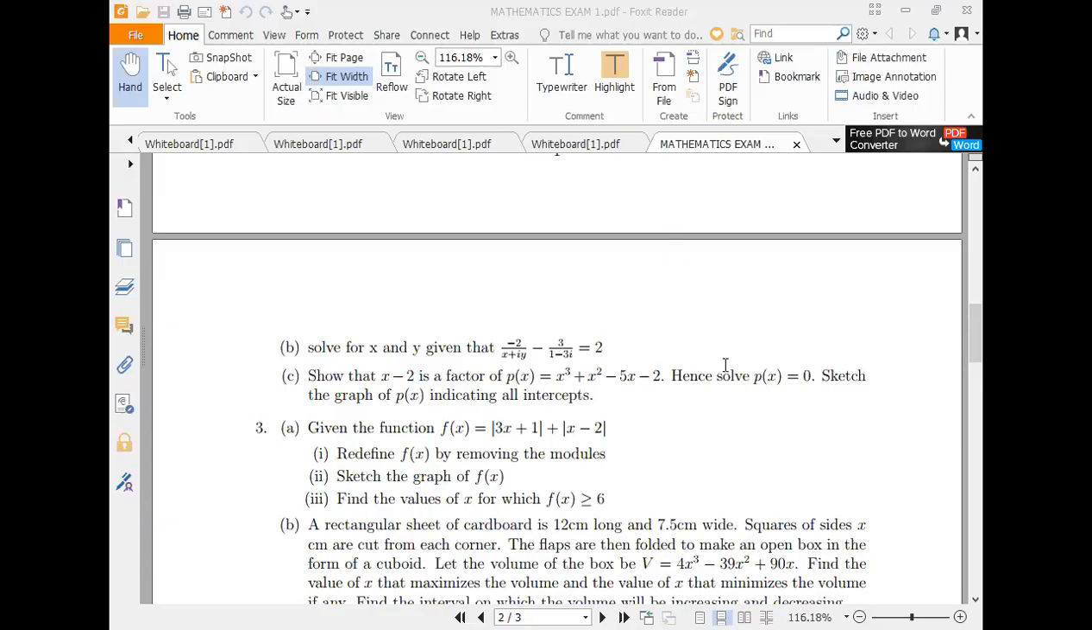Question 2b. Solve for x and y, given that negative 2 over x plus iy minus 3 over 1 minus 3i is equal to 2. So let's see the solving.